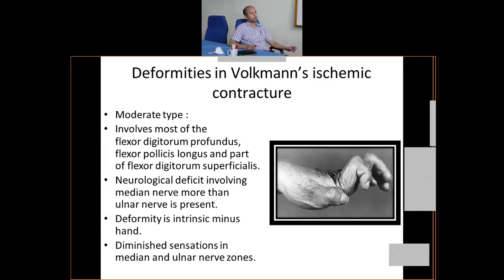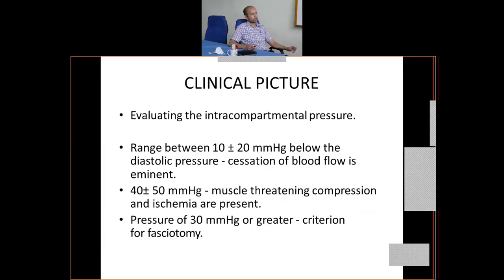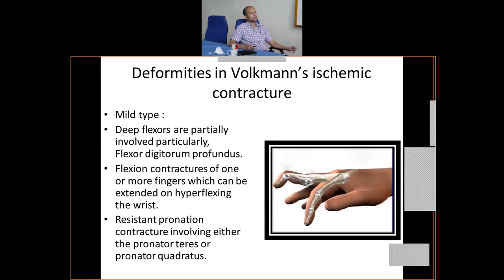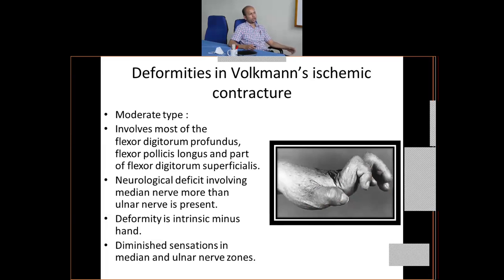Now, deformities of Volkmann's contracture. This is the mild type. There are some types. In the mild type, there will be only flexion contractures of one or more fingers which can be extended on hyperflexing the wrist. The moderate type involves most of the flexor digitorum profundus, flexor pollicis longus, and part of flexor digitorum superficialis. So in the moderate type, the pressure is increasing, so the superficial muscle groups are also being involved along with the deep.